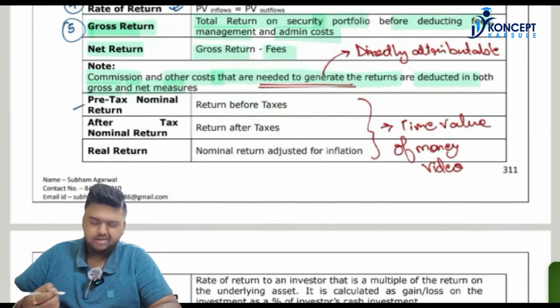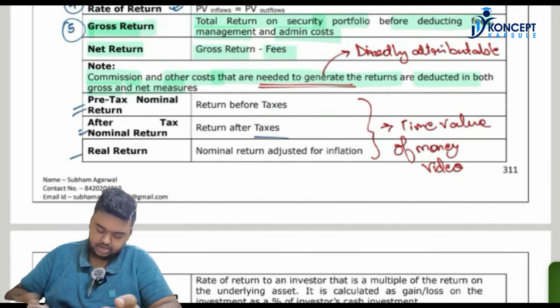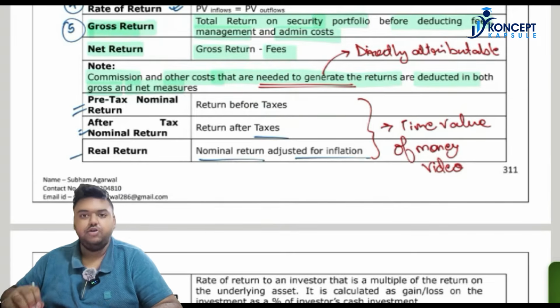What is pre-tax return? It is very simple. Returns before taxes. What is post-tax return? Return after taxes. Real return is nominal return adjusted for inflation.